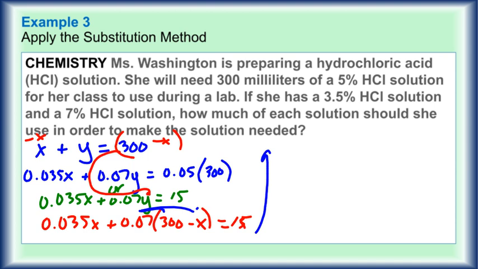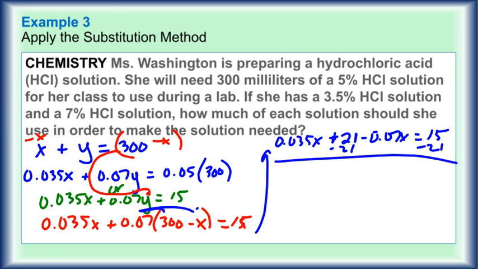Now I just distribute. I'll put that up here. So I have 0.035x, 0.07 times 300 is 21, plus 21 minus 0.07x equaling 15. Combine like terms, I'm going to subtract 21. So I have 0.035x minus 0.07x, so that's a negative 0.035x equaling a negative 6. Divide by negative 0.035.